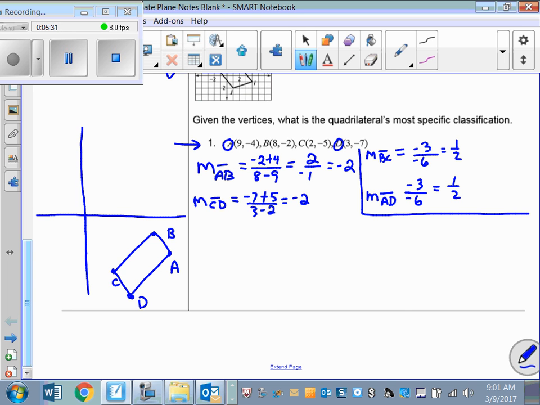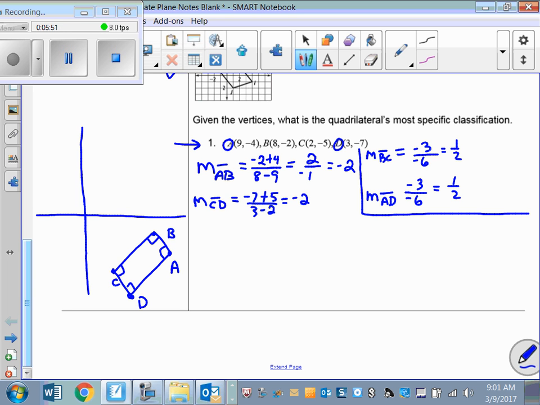But hey, look at these slopes here. They're negative reciprocals, aren't they? The adjacent sides have negative reciprocal slopes. So what does that tell me? That tells me I got 4 right angles here. Yep, 4 right angles, so definitely it's a rectangle. It's a rectangle, but can I stop?